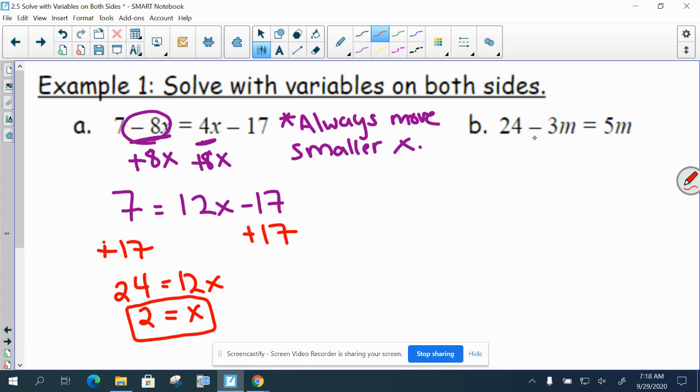So looking at the m's, you have negative 3m and 5m. So which one would be smaller? And which one will you move? You're going to move the negative 3m since negative 3 is smaller than positive 5. So if it's negative, then we will add it. Plus 3m plus 3m. So then over here, we're left with 24 equals 8m. Divide by 8. M is 3.